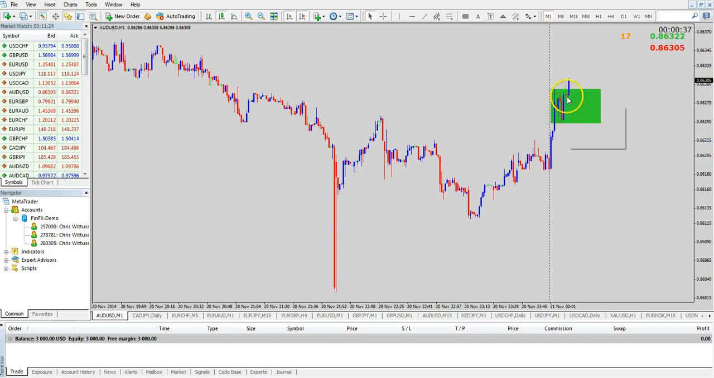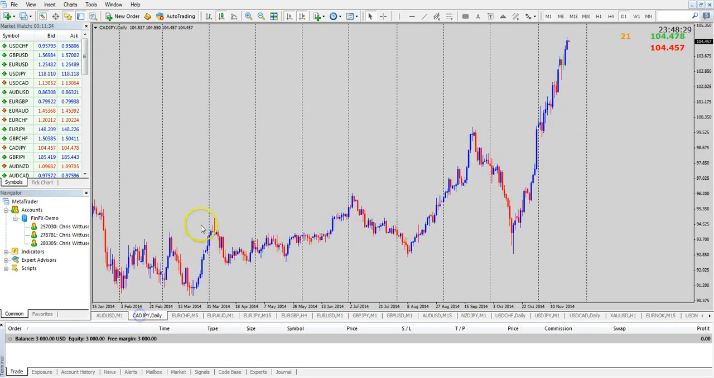So I'm drawing a box in 1 minute on AUD USD. I'm going to see what's happening here. We have a huge candle up, indecision. We have a breakout. I have 30 seconds left on that candle. I'll come back to that one.